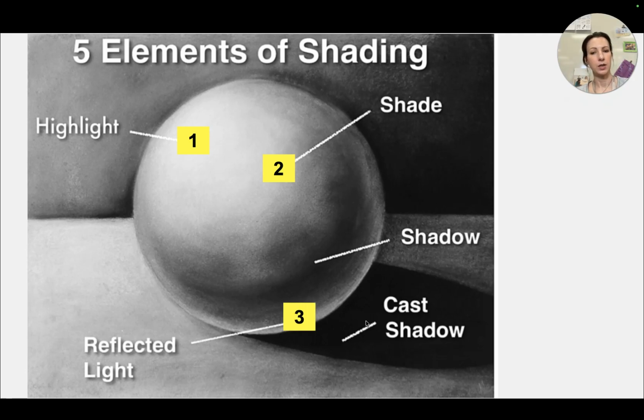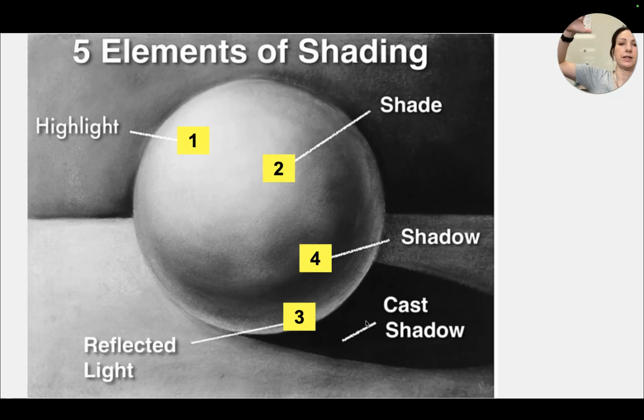And then a little bit darker is your reflected light. So a lot of people don't think about this, but when you're doing a sphere and it's on a table, there's always going to be some light bounced off the table. And this is going to create this little crescent of light, and this little attribute of the sphere really makes it look 3-dimensional. Fourth is the shadow.